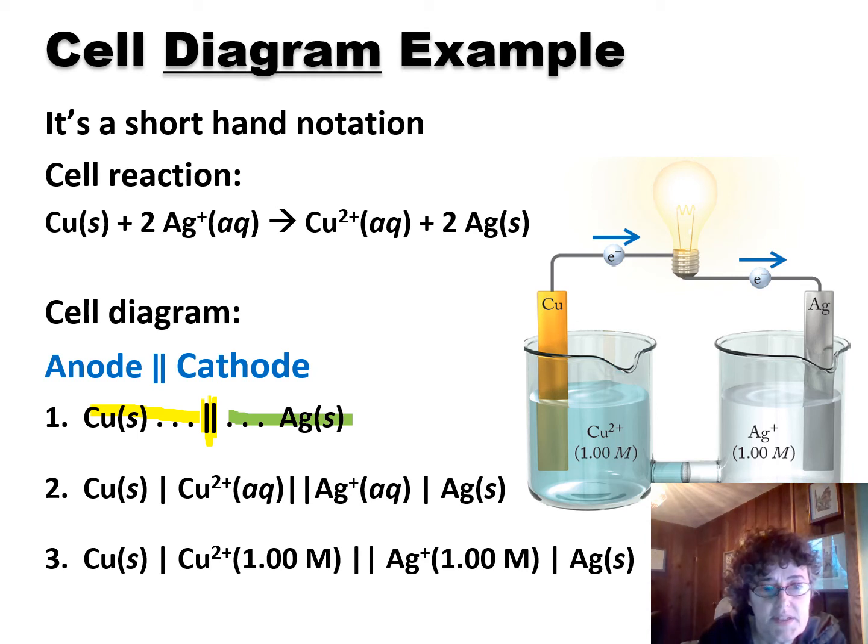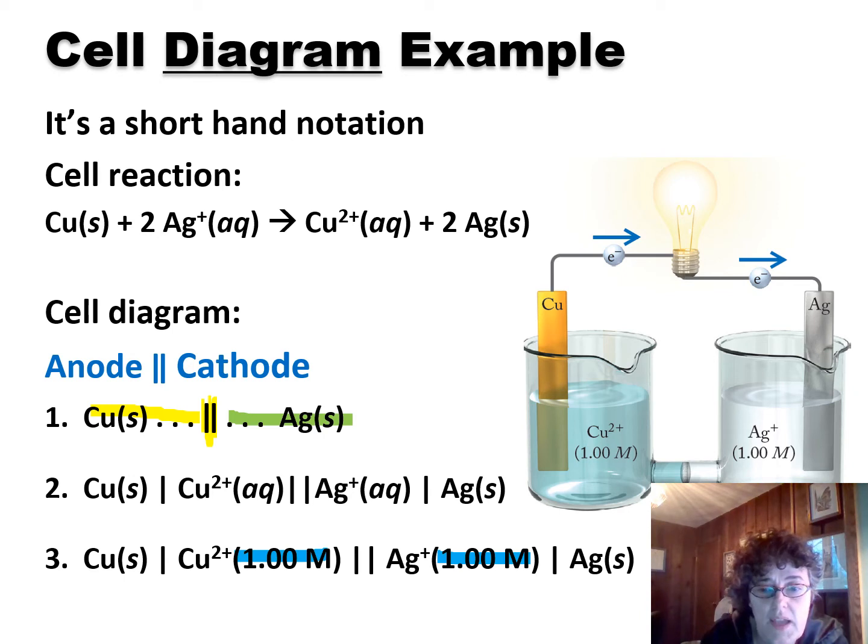And you're going to write the reactant first, and then the product for the anode, and then reactants and products for the cathode. And the reactant and the products are separated with just one vertical line. So if you have something that's dissolved in water, like in this case, the product of the reaction is copper ions, and one of the reagents is silver ions, you also need to write the concentration.